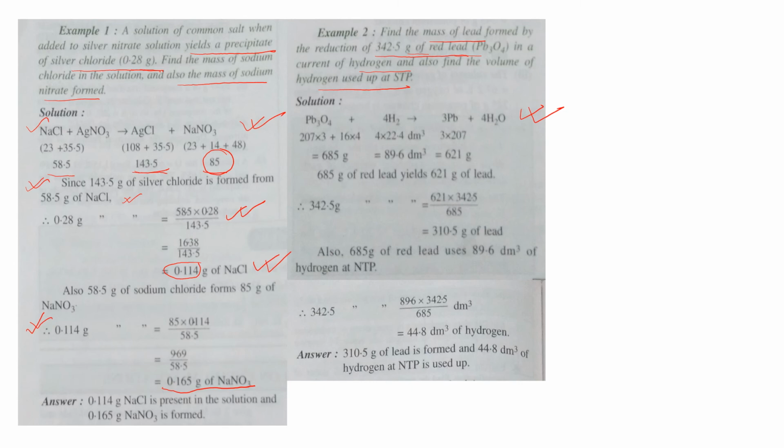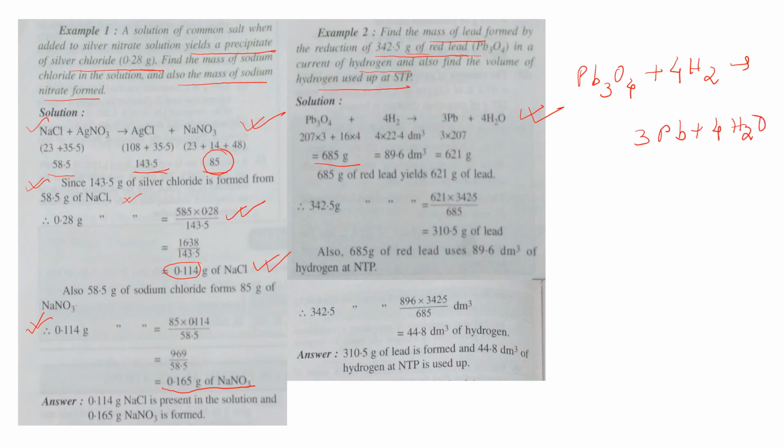First of all you will write the equation and then you have to balance it. Okay. After balancing the equation, find out the molecular weight. So my equation, let me write it here, Pb3O4 plus, I am writing the balanced equation, 4H2, it is giving you 3Pb plus 4H2O.